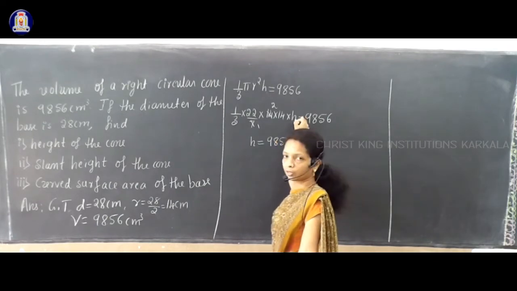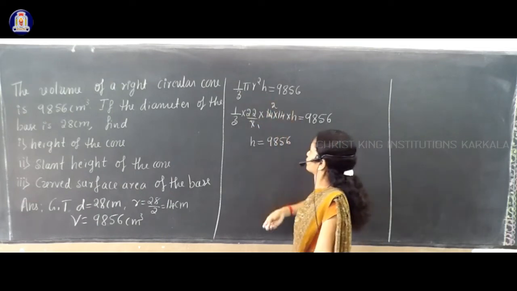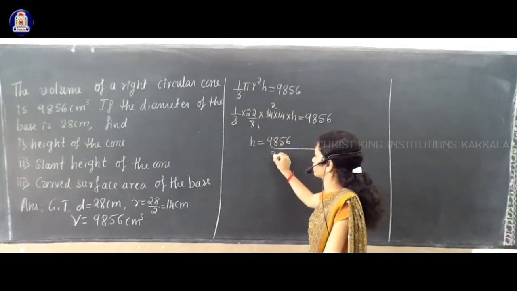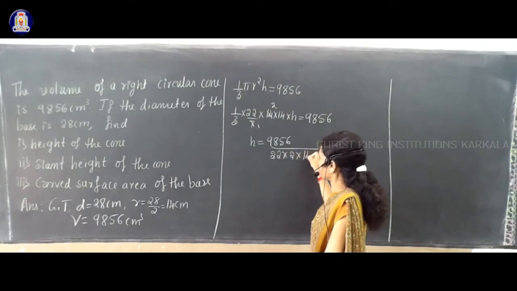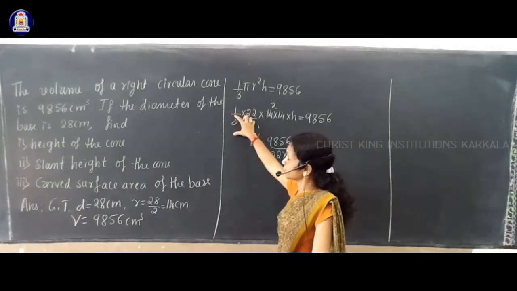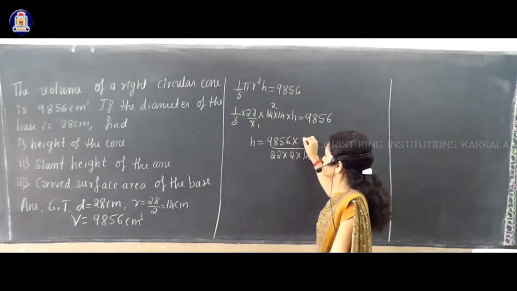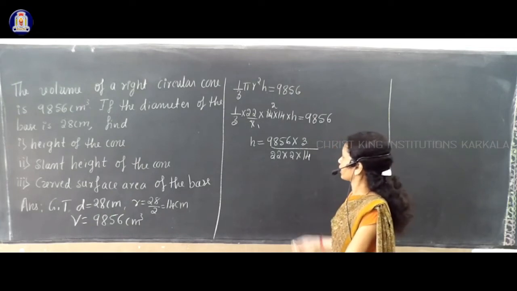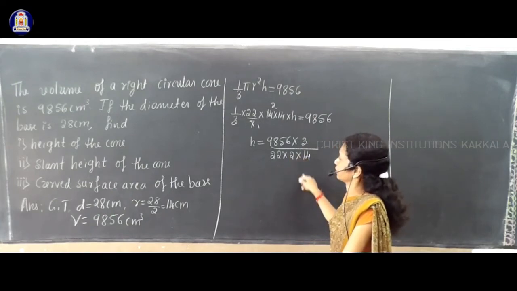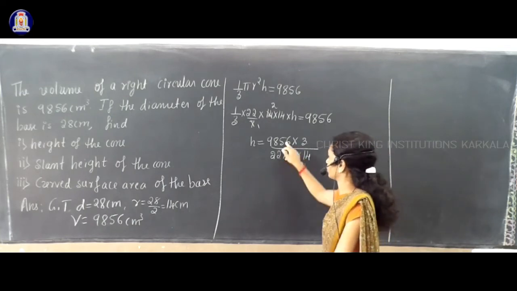9856. After equal to, which numbers are there? Write that first. All these multiplied numbers will come in the denominator place. Okay. So 22 and into 2 into 14 in the denominator place. And which number is in the denominator place? That will come to the other side in the numerator place. Okay. So into 3. Now cancel the numbers which can be cancelled.